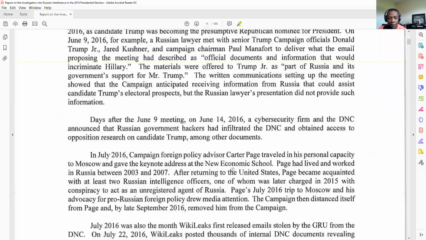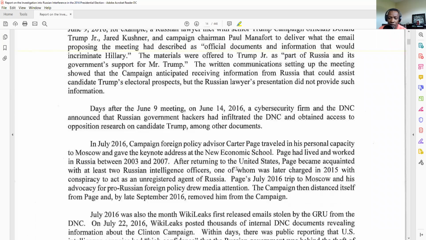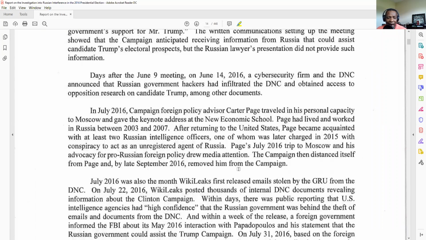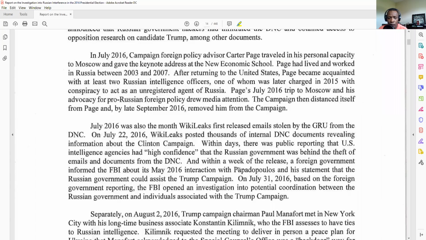Days after June 9 meeting, on June 14, 2016, a cybersecurity firm and the DNC announced that Russian government hackers had infiltrated the DNC and obtained access to opposition research on candidate Trump, among other documents.